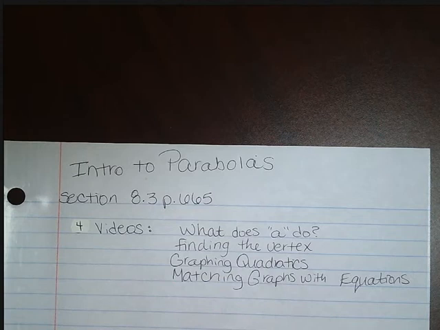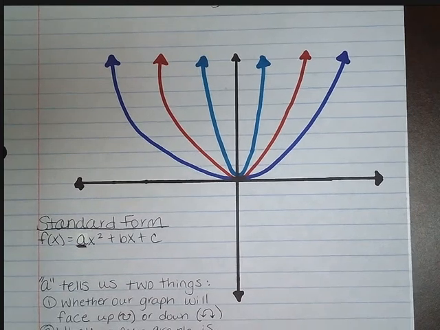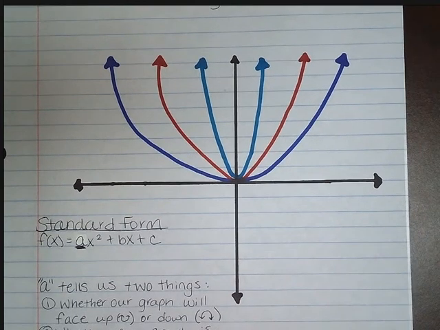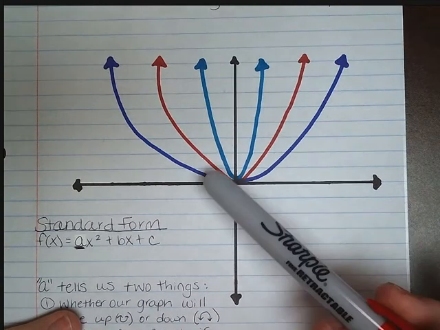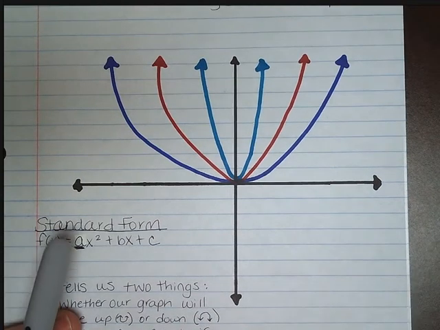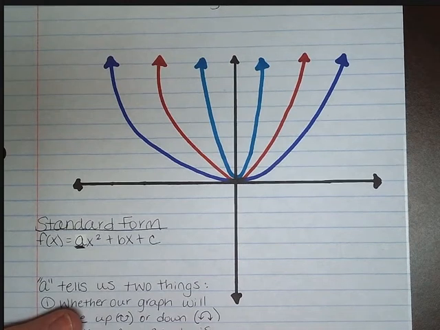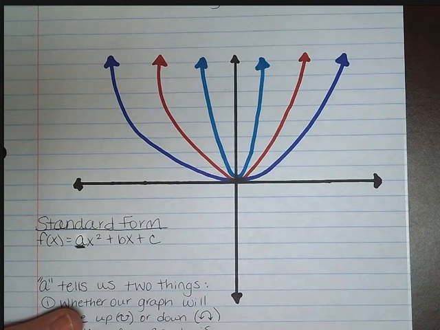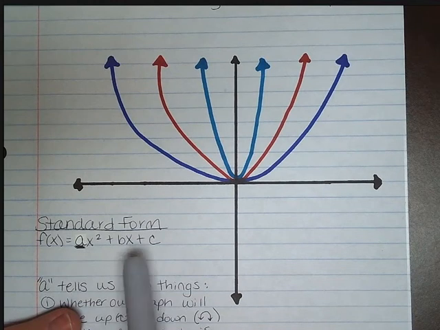So if you do have your textbook, it would be favorable if you could have that with you during that last video. I have drawn an example of some parabolas down here for you. A parabola is a U-shaped graph, and we get that U-shaped graph when we have an equation that has an x squared in it. That x squared is what gives us that U-shaped graph. So standard form for a quadratic equation is f of x equals ax squared plus bx plus c.